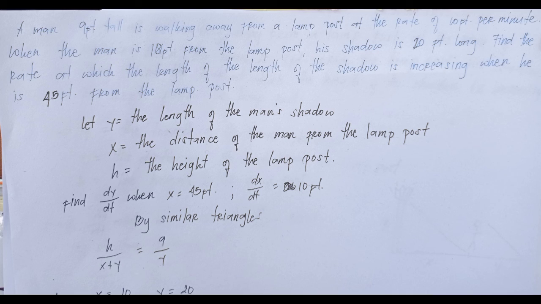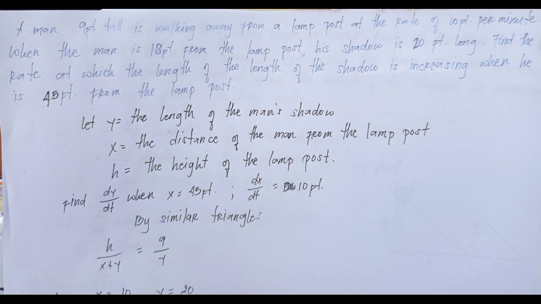We have a similar problem, but with different values. A man 9 feet tall is walking away from a lamppost at the rate of 10 feet per minute. When the man is 10 feet from the lamppost, his shadow is 20 feet long. Find the rate at which the length of the shadow is increasing when he is 45 feet from the lamppost. We let y be equal to the length of the man's shadow, x the distance of the man from the lamppost, and h equal to the height of the lamppost. We need to find dy over dt when x is equal to 45 feet and dx over dt equal to 10 feet.